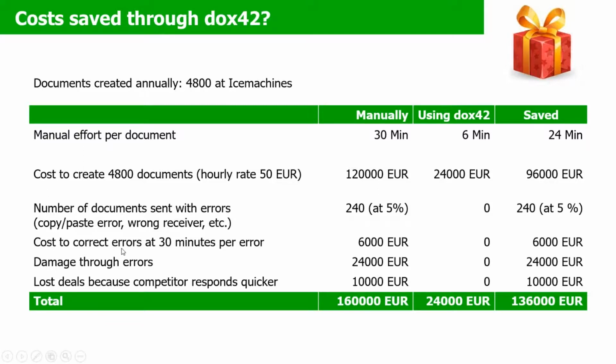That means you have no cost to correct it, you have no damage through errors, and you don't lose deals because a competitor is quicker, because if you create documents automatically, you can create them very quickly with a few mouse clicks. Okay, that means using Dox42, you can cut these costs to 24,000 euros, and that means you can save 136,000 euros, which is quite a deal, isn't it?